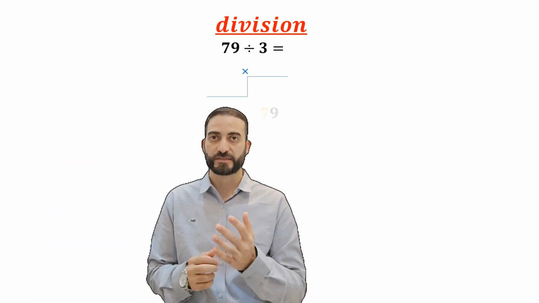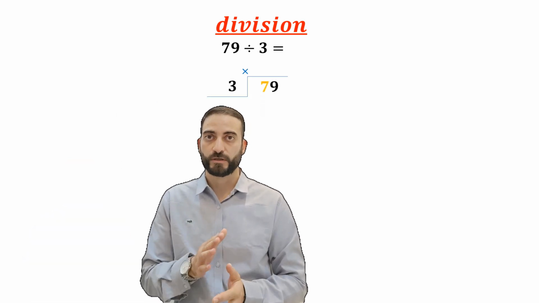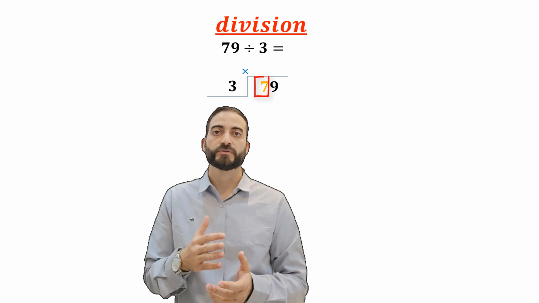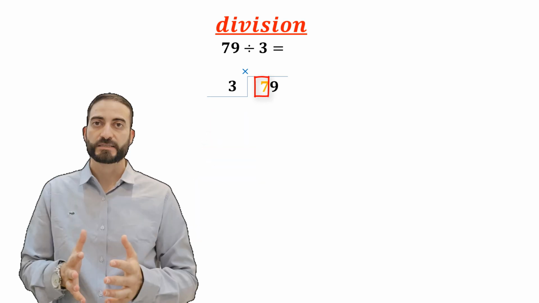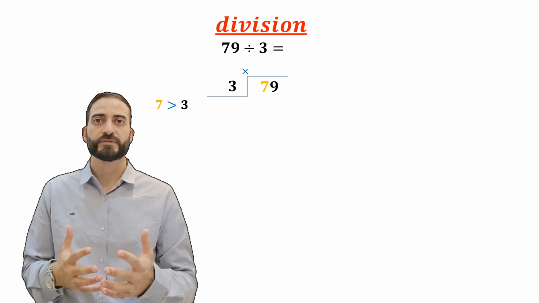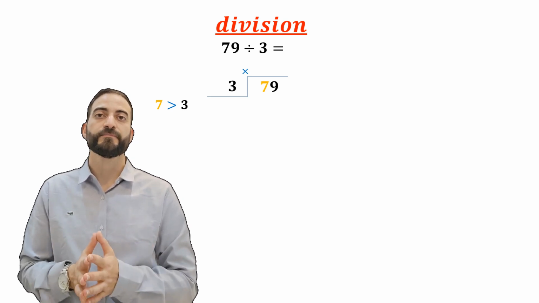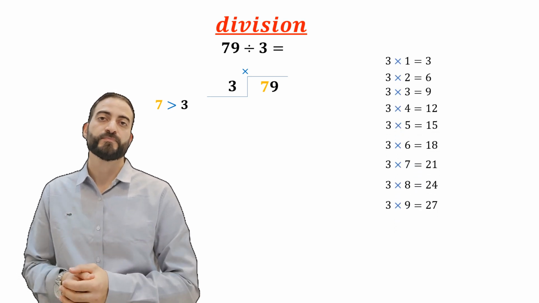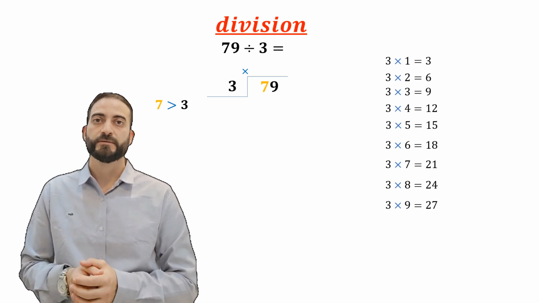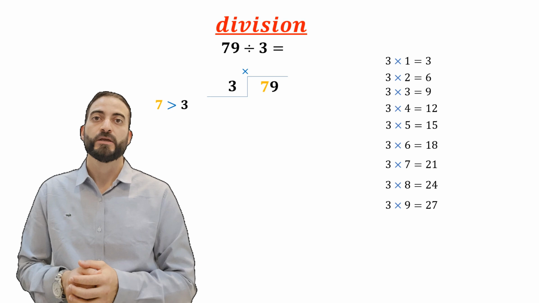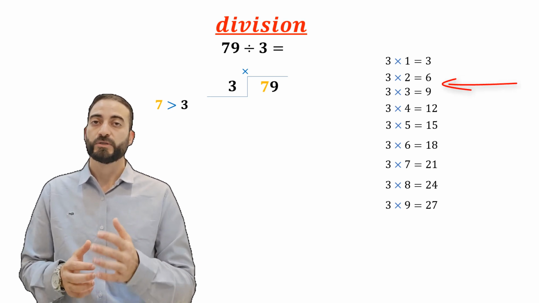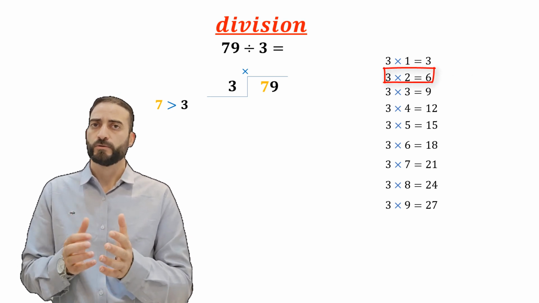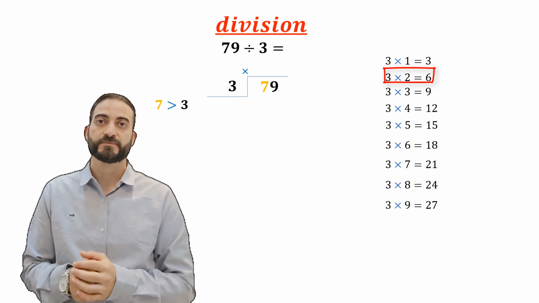Now we come here, we have 79 divided by 3. We must first come to the dividend, which is 79, and start with the first number from the left, which is 7. We ask ourselves, is 7 greater or equal to the divisor, which is 3? If the answer is yes, then we can start the process. We search the multiplication table. We must search for 7. As we notice that 7 is here between 6 and 9, we must always take the smaller one. So we take 3 times 2 equals 6.